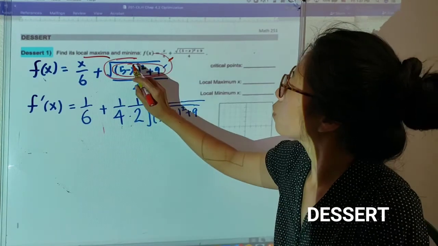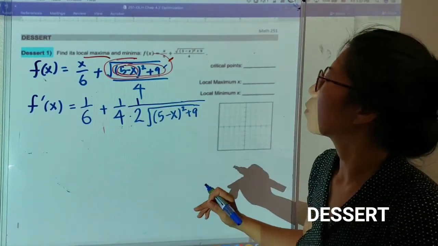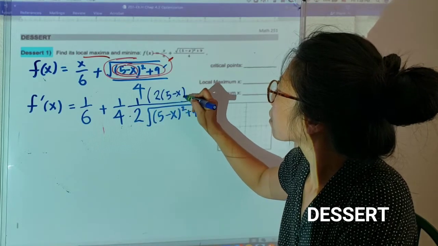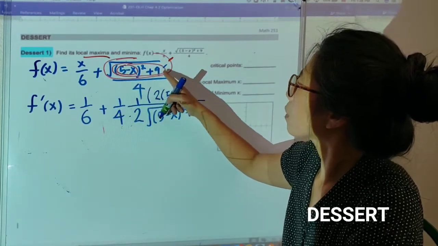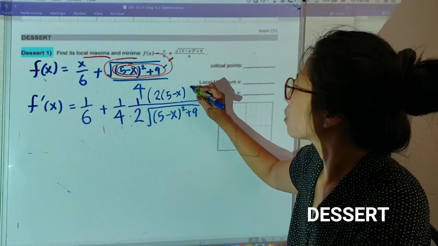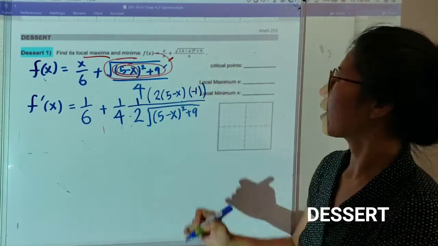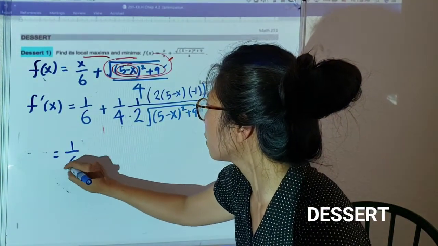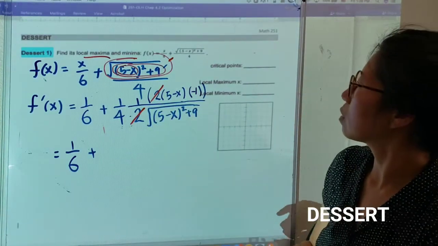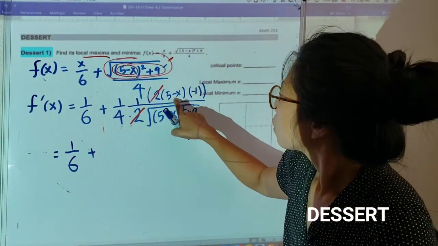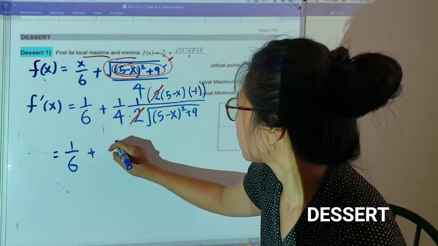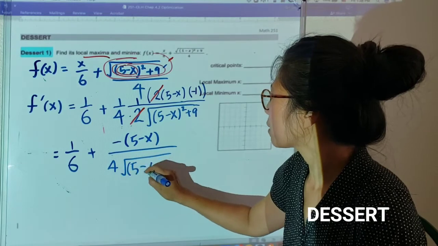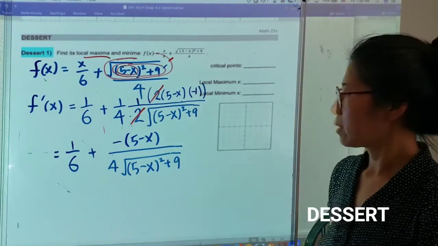And take a derivative inside. I see another chain rule. Take a derivative of the inside. That's going to be 2 times 5 minus x. 2 comes down and leave it, and take a derivative, that is 0, and then times another inside, negative 1. Are you following? Okay. So I took the derivative carefully. So organize. I have 1 over 6 plus, do you see I can cancel out this one, and the negative I will just put as negative 5 minus x over 4 root of 5 minus x squared plus 9. Okay, let's see. Hope that is correct.